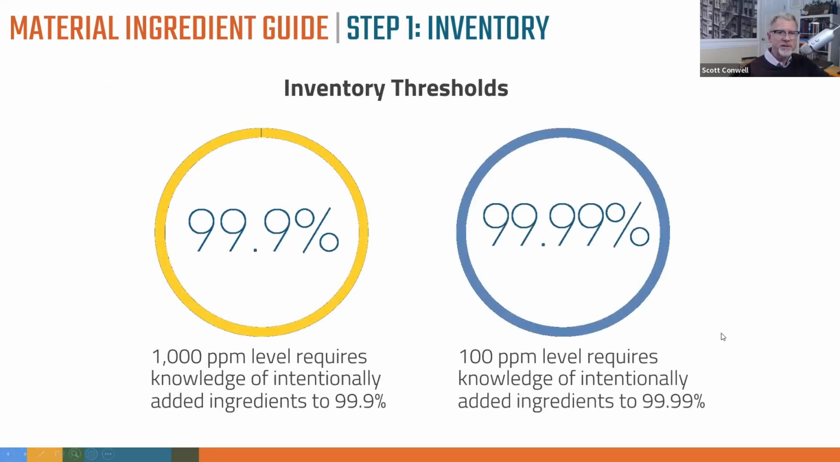It's better if they disclose the 100 parts per million, because then they're reporting 99.99% of the ingredients that are in their products. And if they report to that level of specificity, that's more transparent than would be 1 degree of magnitude less if it was 1,000 parts per million.